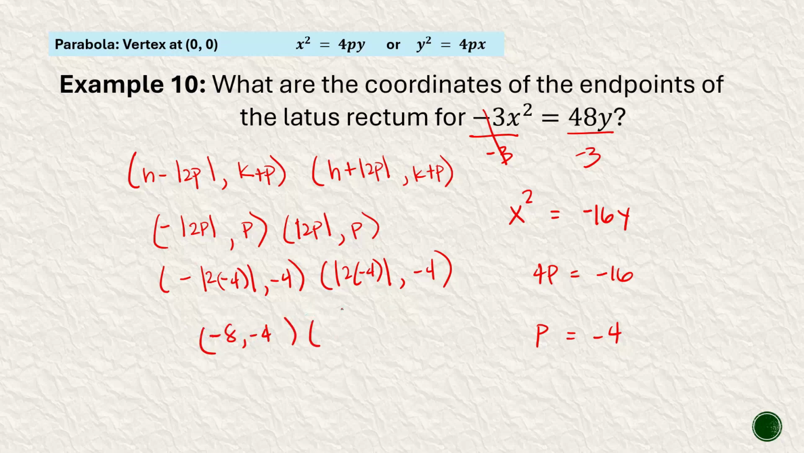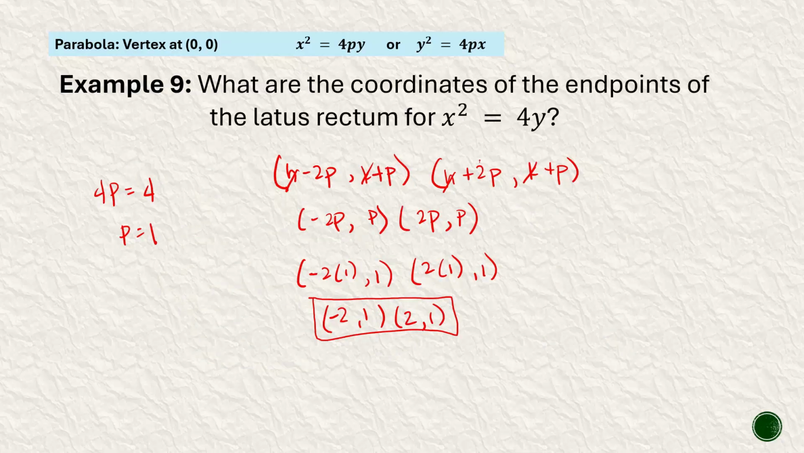And then for the other end, we have 2 times negative 4, that's negative 8. The absolute value of that is positive 8, and then comma, negative 4. As you can see, the y coordinates of the latus rectum of this one are the same. So notice that for the parabola that opens downward and for the parabola that opens upward, the y coordinates are the same. Okay.